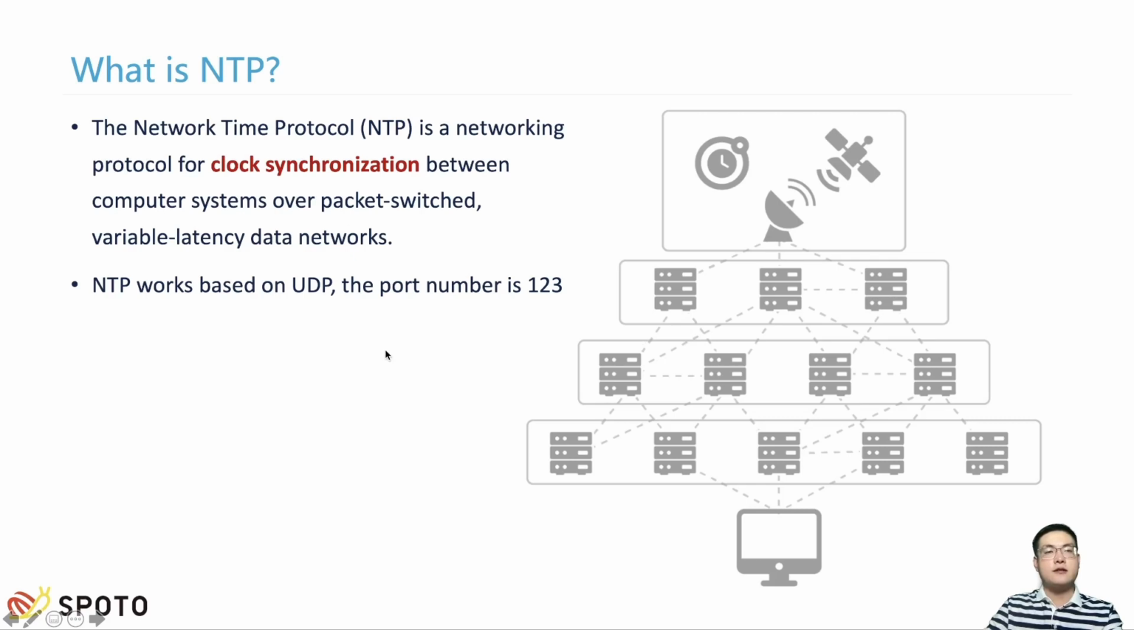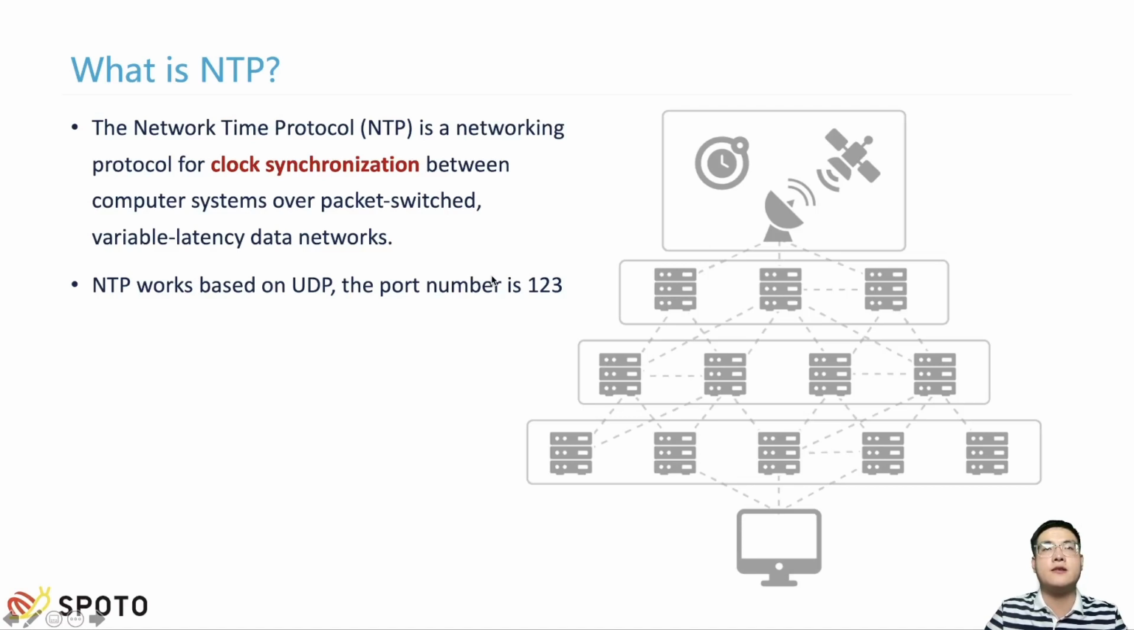So what is NTP? NTP's full name is Network Time Protocol. It's a networking protocol for clock synchronization between computer systems over packet-switched, variable-latency data networks. In other words, the main role of NTP is to synchronize the time between devices over the network. NTP works based on UDP, and the port number is 123.